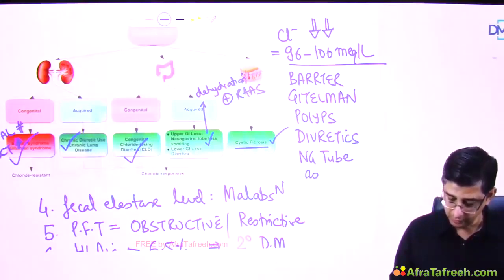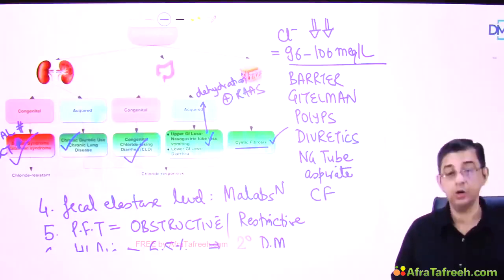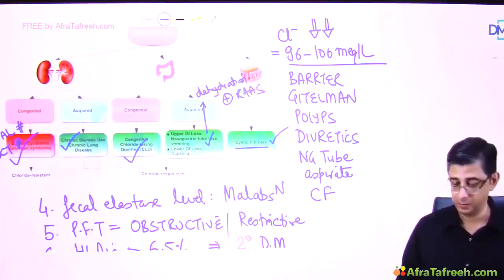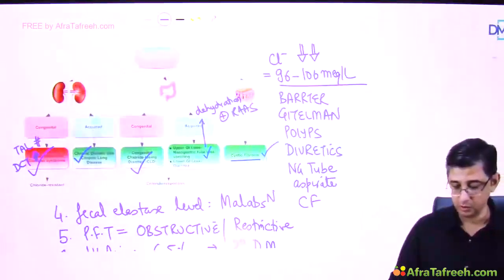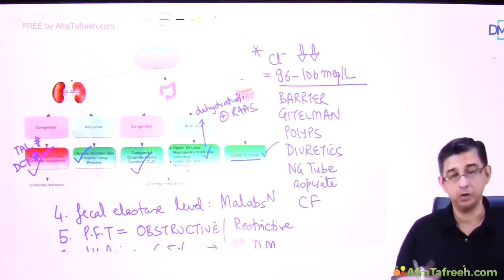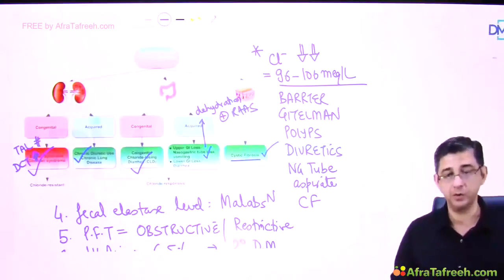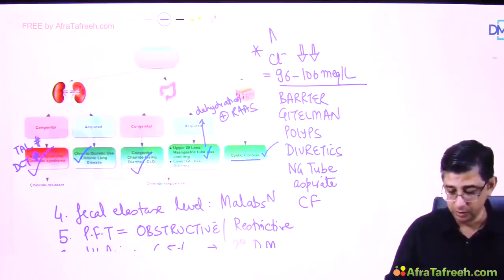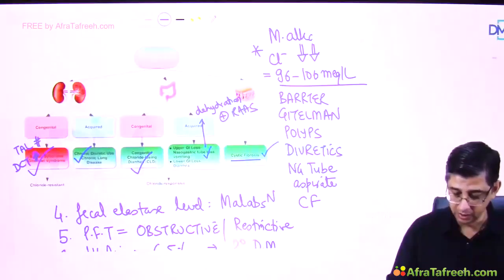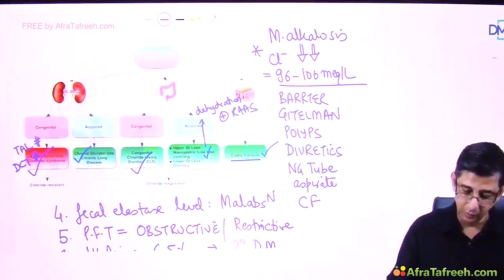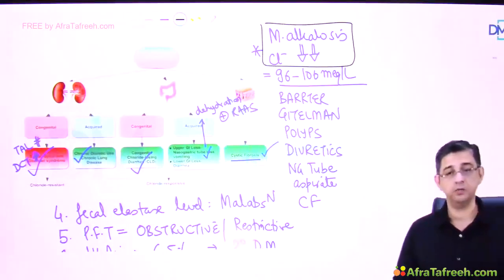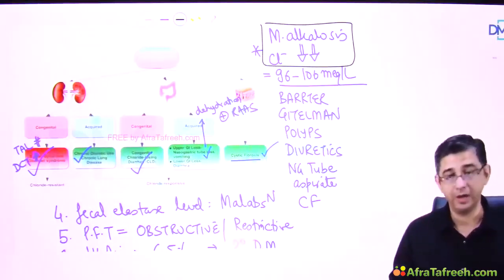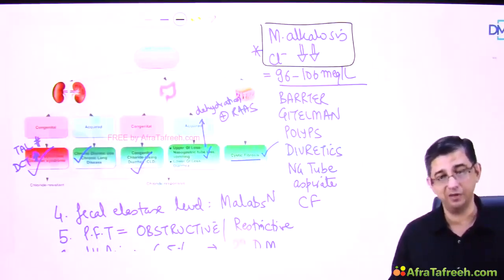And last but not the least, the topic of our interest, cystic fibrosis, also contributes to hypochloremic alkalosis in a patient. So all of these conditions not only contribute to hypochloremia but also contribute to alkalosis secondary to secondary aldosteronism that will occur in these patients. So I would like to list out these causes of hypochloremic metabolic alkalosis in front of you, starting from Bartter, Gitelman, polyps in the gut, diuretics, NG tube aspirate, and cystic fibrosis in the patient.